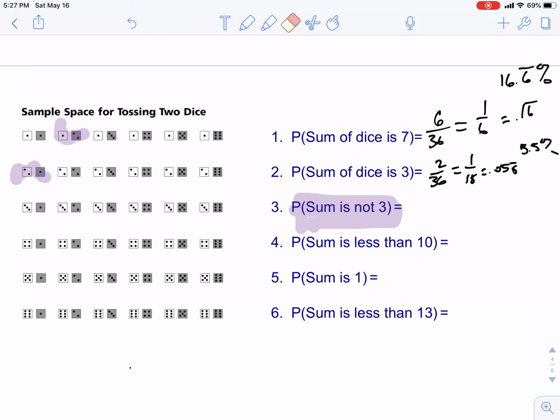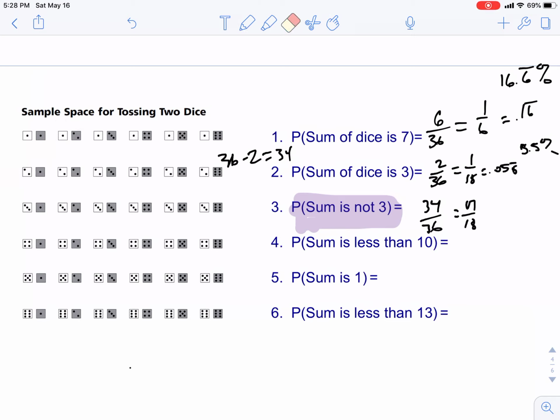Let's use our brains. We knew that there were 2 of the 36 that had a sum of 3. So we can do 36 minus the 2 that were 3 and get 34 out of 36, right? Divide those each by 2 and you get 17 out of 18, right? 17 divided by 18 gives you a grand total of 0.9444 repeating, or 94.4%, all right?